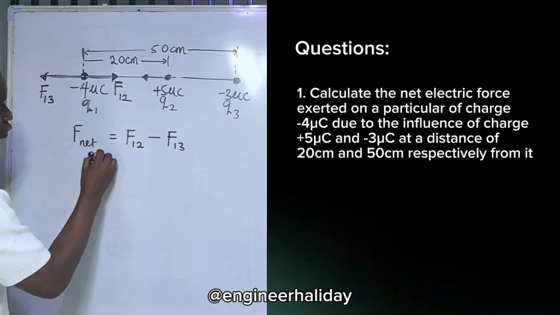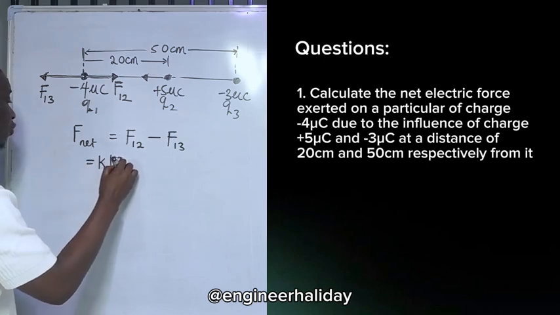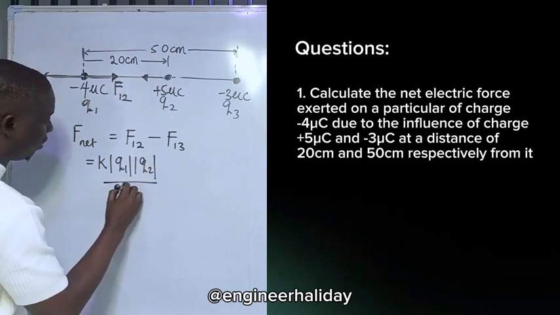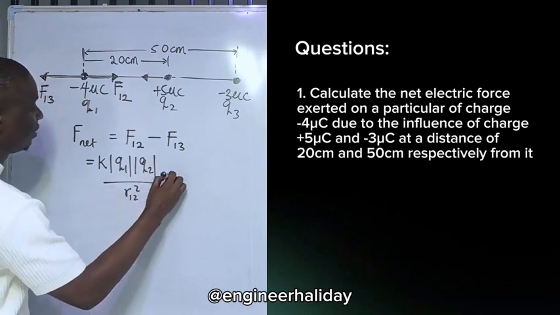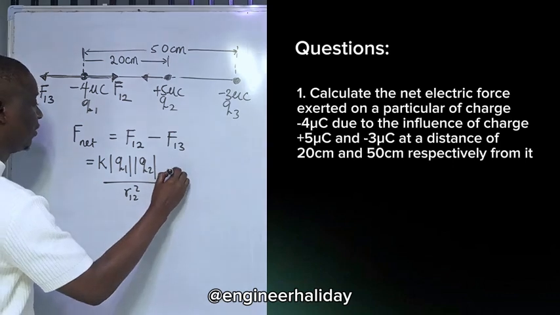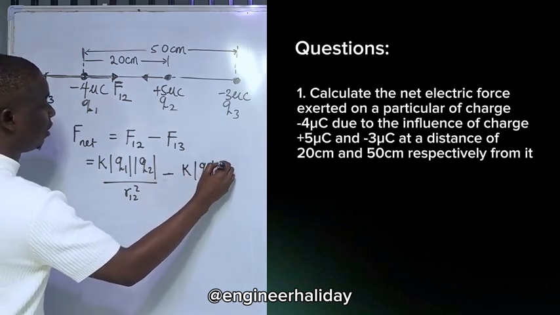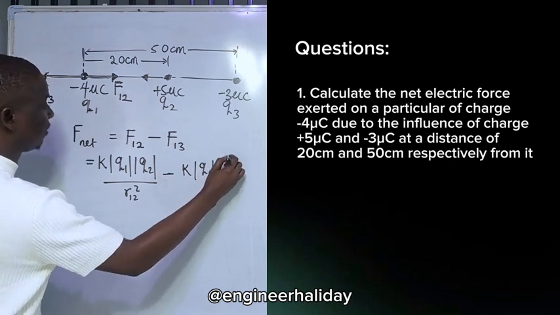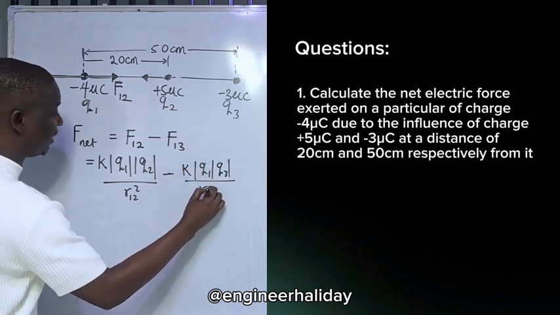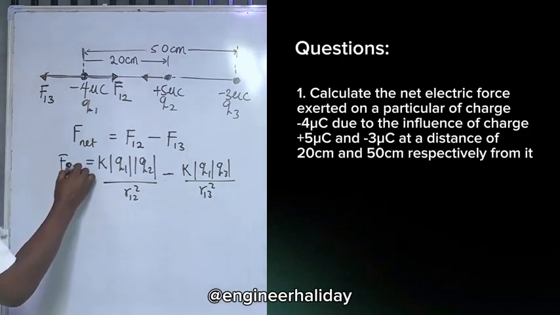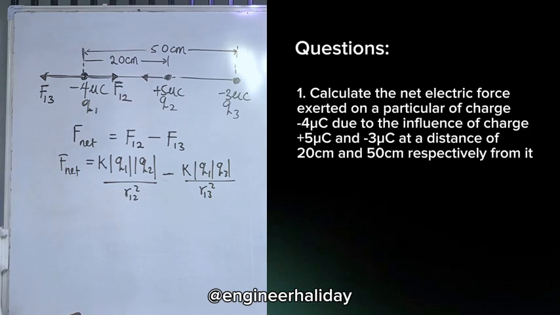We are going to use K times the absolute value of Q1 Q2, all divided by r12 squared, minus K times Q1 Q3, all divided by r13 squared, is equal to the net force. You just put in your values and you get your final answer.